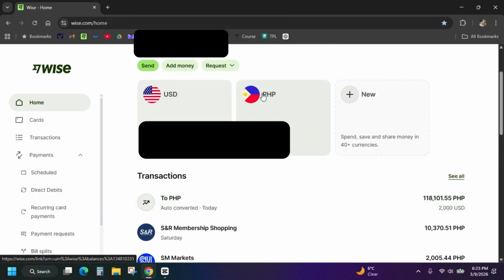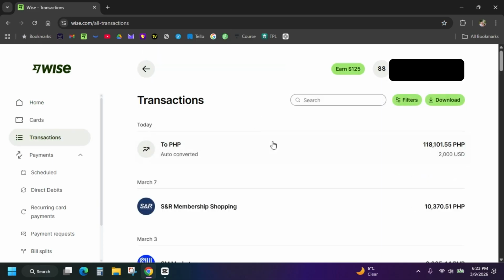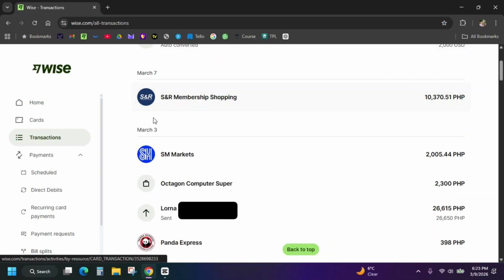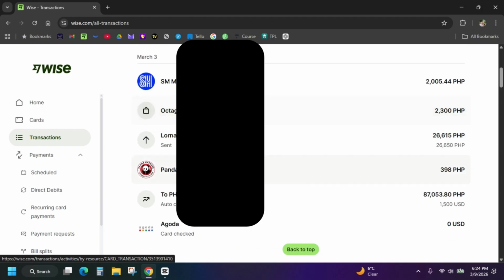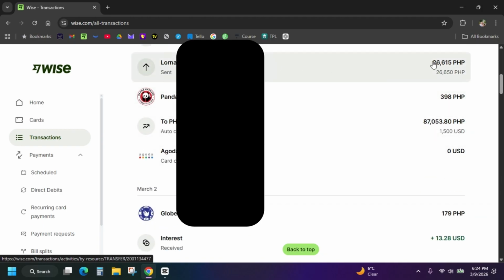So another nice feature with the app and getting a Wise account is you can see all of your transactions. So if you want to go back and look, you can get this on your app. You don't have to pull it up on the web. You can get it right on your phone. You can see exactly how much you spent at S&R grocery store or at SM Markets, how much you took out in cash.